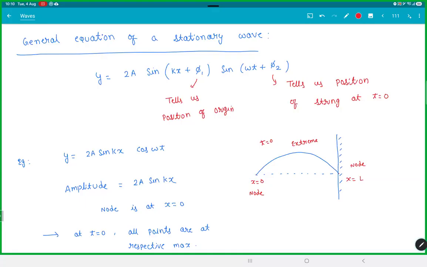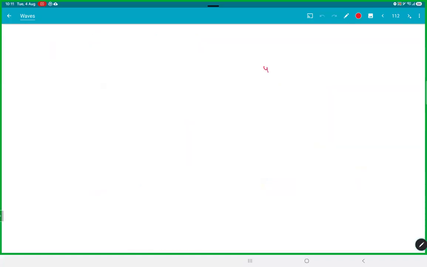So listen, we did two things. You took x equal to 0 as a node. Second thing, when the string is at the extreme position, you started observing this string. You're getting it? When you write SHM, y equal to a cos omega t, what is the meaning of this equation? The pendulum is starting from extreme position, na? You guys remember that? Cos omega t implies the particle is starting from extreme position.